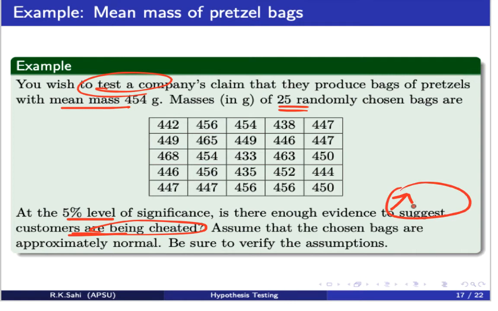So that's what indirectly this question is saying. Is the customer going to be cheated if it is less than 454? If it is more than 454, oh, we are all very happy. But cheating means you're not giving the right value. So here in this scenario, the alternative is mu, the mean mass, is less than 454 grams. We're assuming that the chosen bags are approximately normal, and we will verify the assumptions and test the model. Remember, we're going to use the calculator to do it. And I have actually done all these steps.